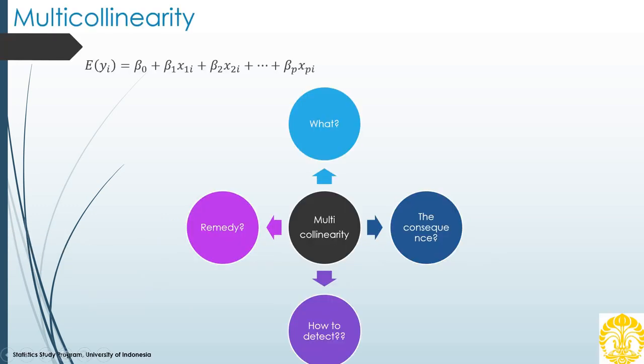So for this session, we will be elaborating about multicollinearity in linear regression. It consists of what multicollinearity is and the consequence of having multicollinearity in our model, and then how to detect multicollinearity and remedy for this problem. Okay, so we start with what is multicollinearity.